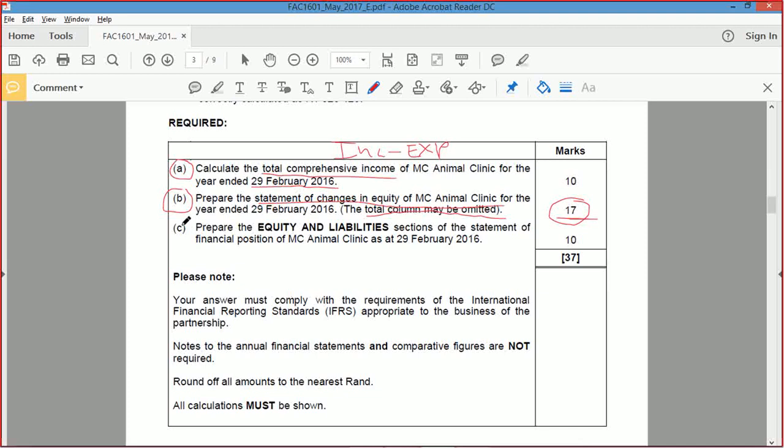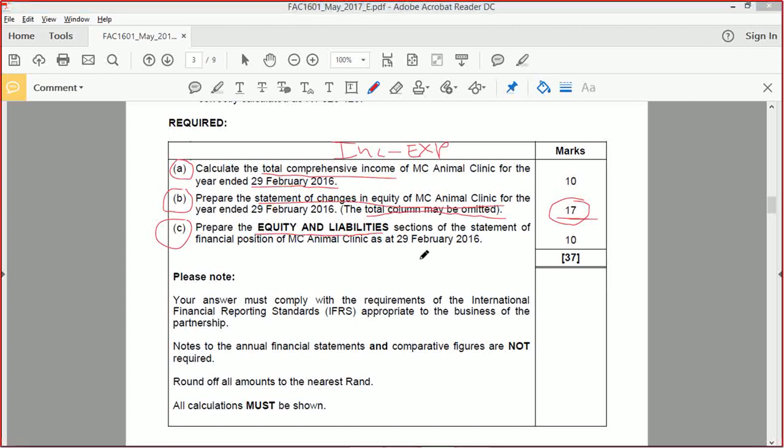Well, let's have a look. Prepare the equity and liability section of the statement of financial position. Okay, notice they only want equity and liability. So don't waste your time in the exam trying to draw up the asset section as well. You're not going to get bonus marks for it, and then you're wasting time and you're not getting the marks that you're supposed to. Okay, so I looked at your workings that you sent through, and you did only do the equity and liability, so that's fine.